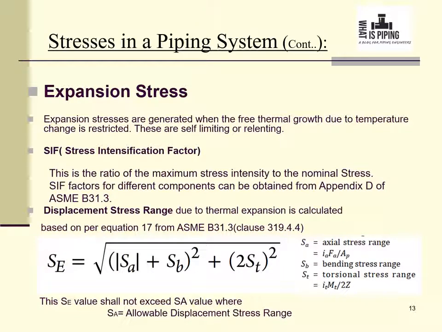Now, expansion stress will be generated in the piping system only if the free thermal growth due to temperature change is restricted. We all know that all piping systems are connected to some equipment or some supports that restrict their free thermal movement, so expansion stresses will be generated. These stresses are called self-limiting or self-relieving stresses and fall in the secondary stress category.